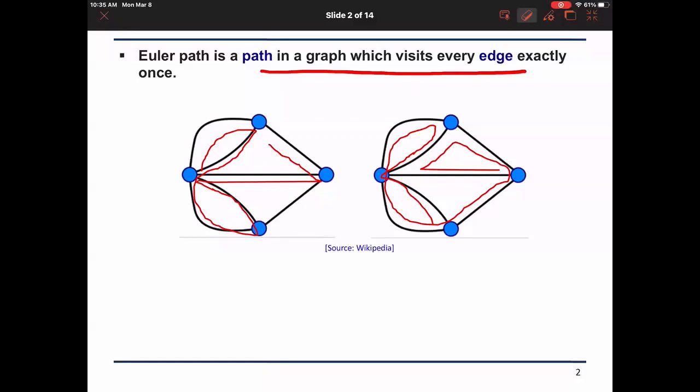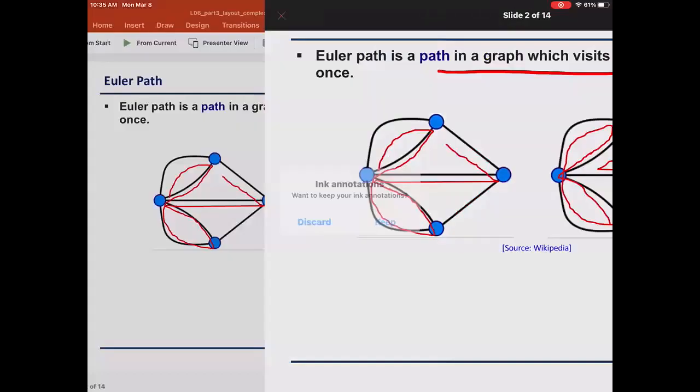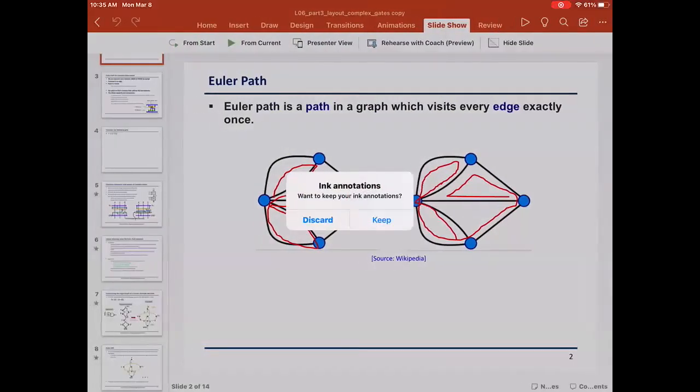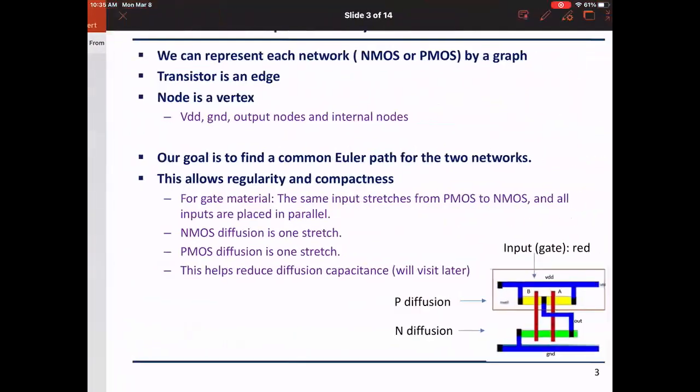Okay, sorry, it froze. Sorry, this is because of the iPad. I apologize. Okay, so let's keep the annotations and let us come back here from the slide.